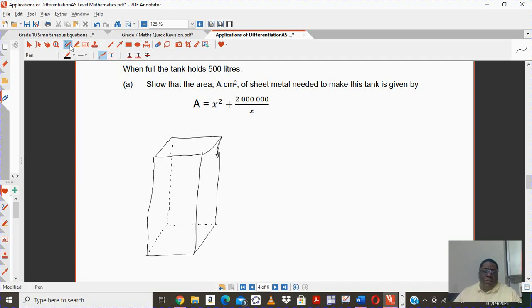What we do know from our information, we know that the base is a square. So this is x, that's x. We know that the volume is 500 liters. You should do a little bit of conversion. You should go back to the facts that you know. You should know that 1000 cubic centimeters is equal to 1000 milliliters, which in turn is equal to 1 liter.